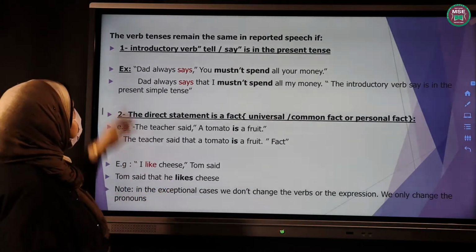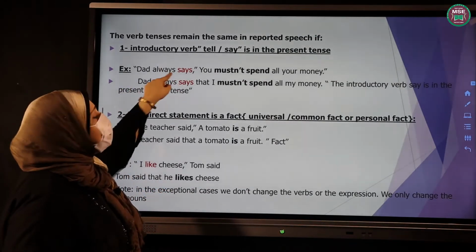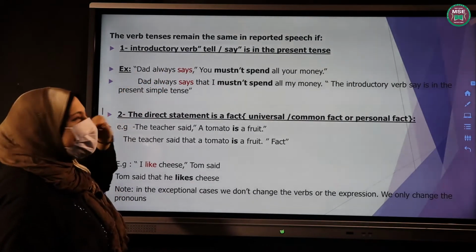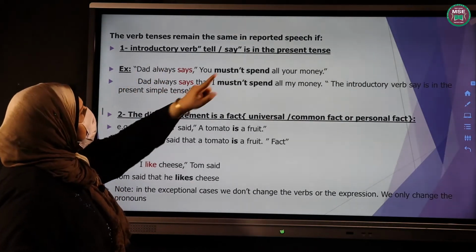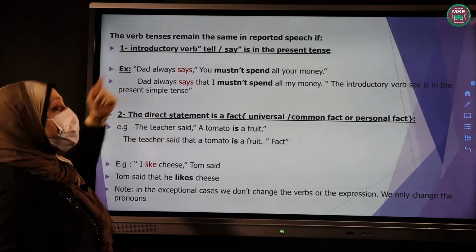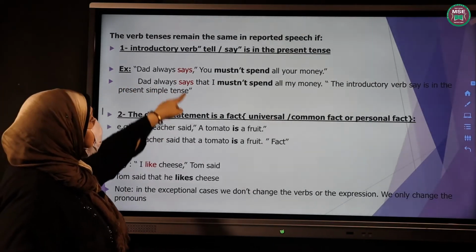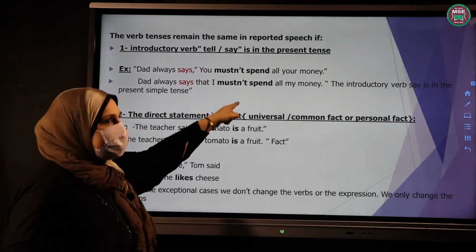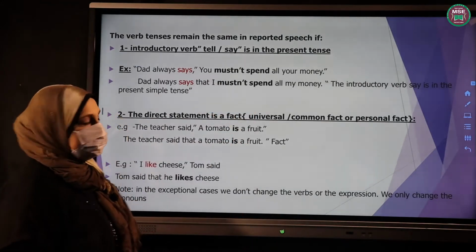Like when I say here, that always, can you see it? It is says, not said. You mustn't spend all your money. So I'm going to say, Dad always says that I mustn't spend all my money.